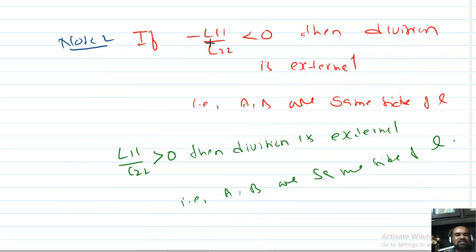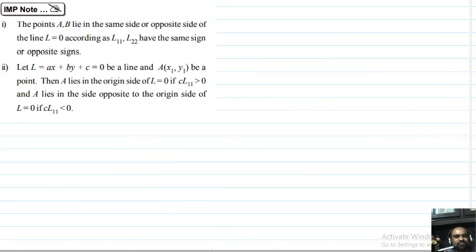Next note: if the ratio is negative, meaning minus L double 1 over L double 2 is less than 0, then the division is external, and A and B are on the same side of L. In this case, multiplying by minus flips the sign, so L double 1 times L double 2 is greater than 0. Then the division is external, and A, B are on the same side of L. That means these two points are on the same side.